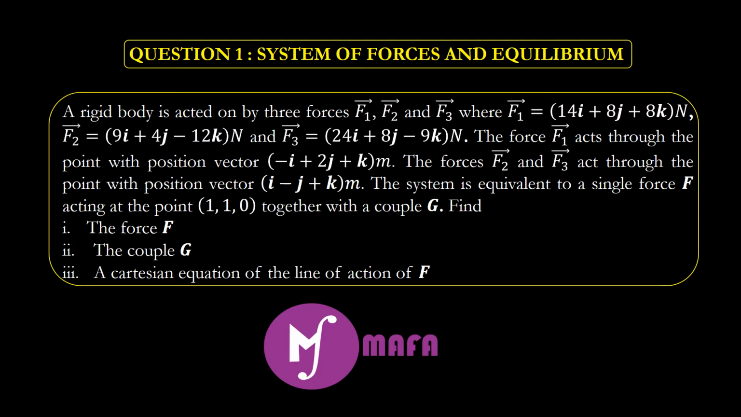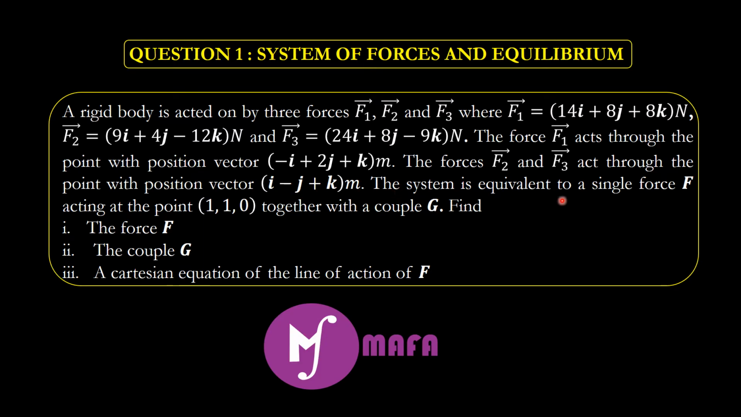equilibrium. The question reads: a rigid body is acted on by three forces F1, F2 and F3, where F1 is 14I plus 8J plus 8K newtons, F2 is 9I plus 4J minus 12K newtons, and F3 is 24I plus 8J minus 9K newtons. The force F1 acts through the point with position vector negative I plus 2J plus K. The forces F2 and F3 act through the point with position vector I minus J plus K.